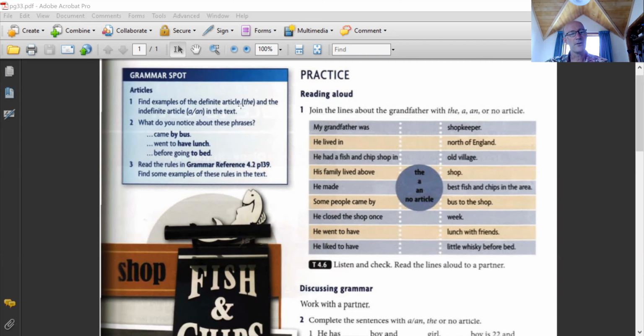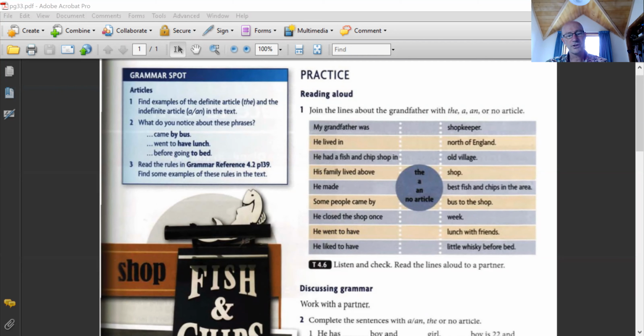So if we were talking about the pen, okay, we all know which one it is because we're looking at it. This is the pen. But if we don't know which pen, we can just talk about a pen. So which pen? A pen. Could be any. We don't know which one. So it says, have a look in the article, in the story, and find some examples.